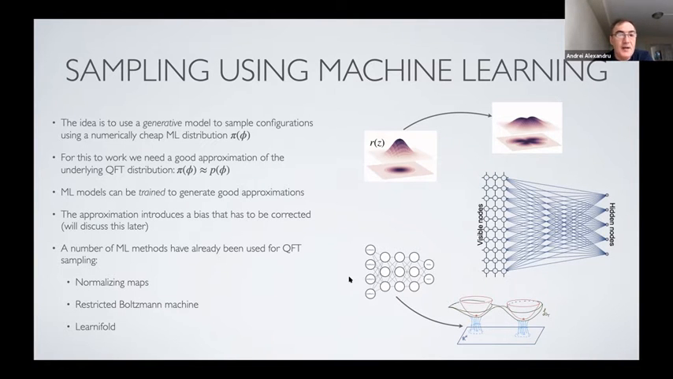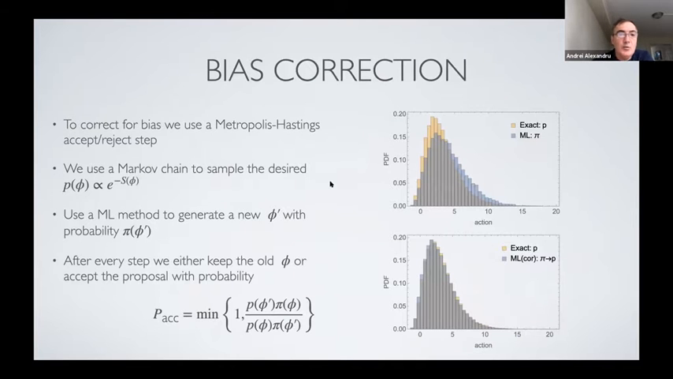Now, with that being said, how do we do bias correction? Bias correction is usually done using the so-called Metropolis-Hastings accept-reject step. I'm giving here an example, a bit of a cartoon. If you have a particular probability distribution that you want, for example coming from QFT, and a probability distribution for the fields that comes from your machine learning method, what you can do is use the machine learning method as a proposer.